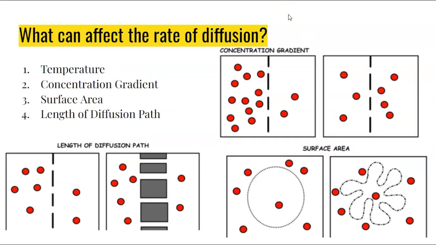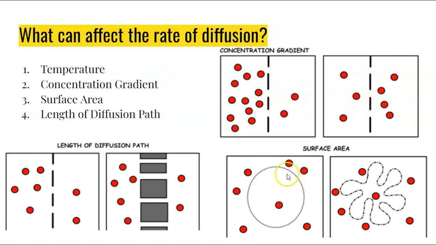So different things can affect the rate of diffusion. Temperature: as things heat up, they move faster. As they cool down, they move slower. The concentration gradient itself, we talked about that a little bit earlier. If the concentration gradient is really out of whack like this, you see you have so many on the left side, it's going to move faster than this will because it's almost balanced already.